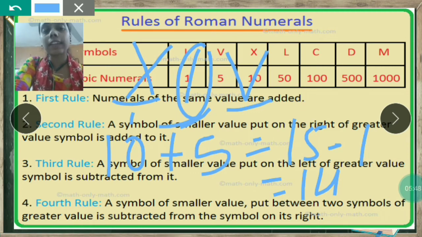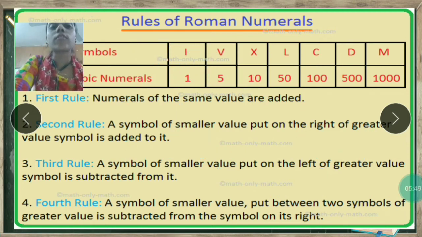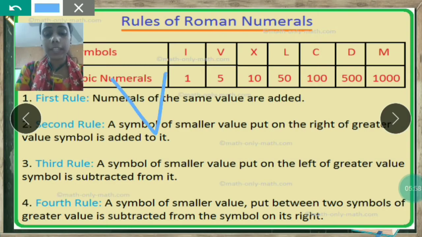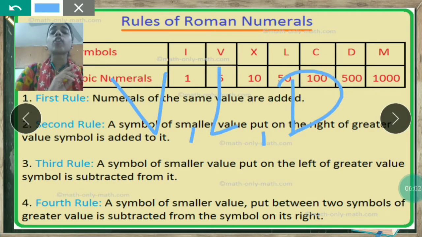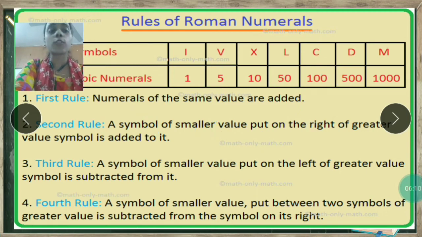Student, we have read that there are some symbols which are not repeated. So what are those symbols? Have you remembered? Yes. The symbols are V, L and D. These three symbols of the Roman numerals are not repeated. So these are the rules of writing the Roman numerals.